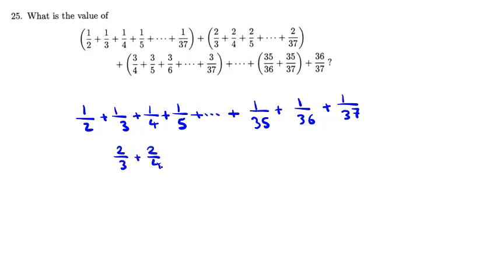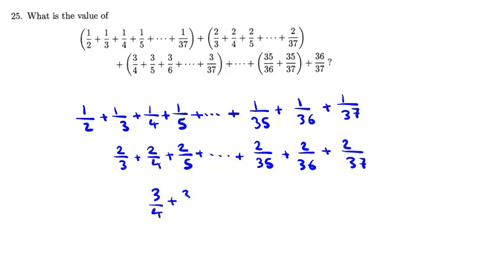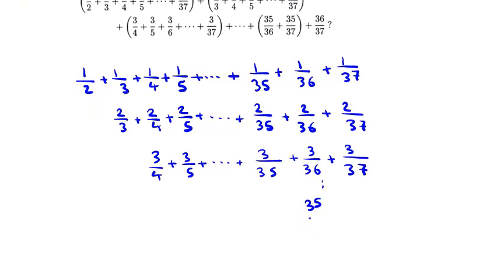2 over 3, 2 over 4, 2 over 5, up to 2 over 35, 2 over 36 plus 2 over 37. Then 3 over 4, 3 over 5, up to 3 over 35, 3 over 36, 3 over 37. And if you write until the last ones, 35 over 36 plus 35 over 37, and this one, 36 over 37.